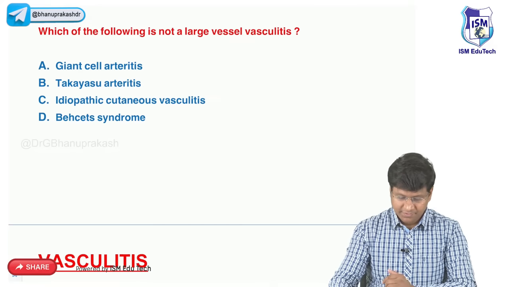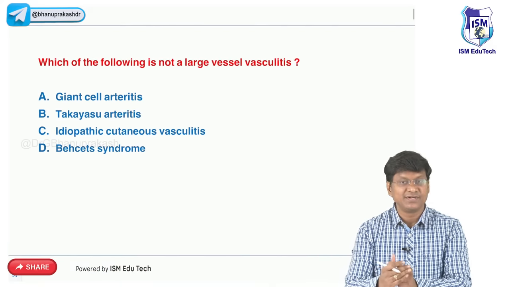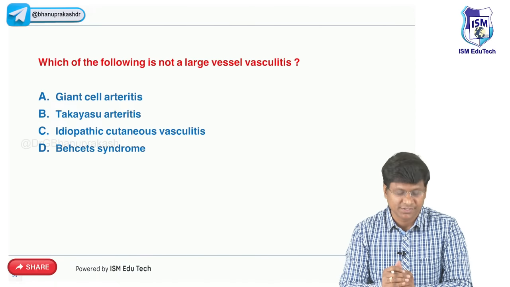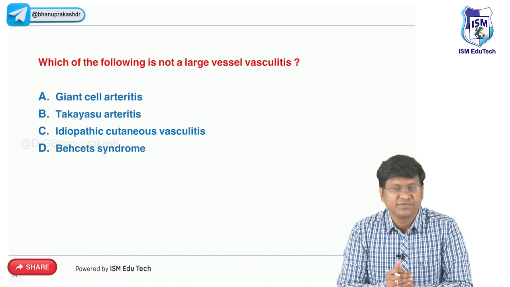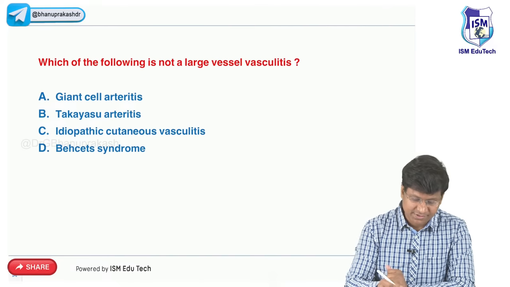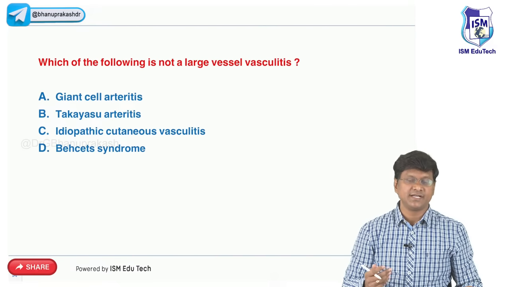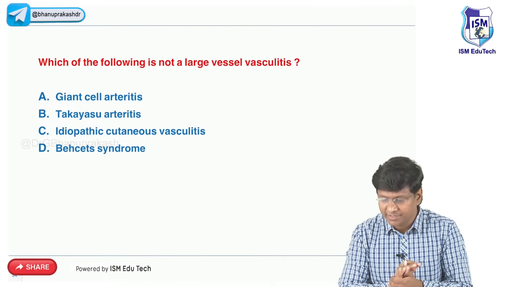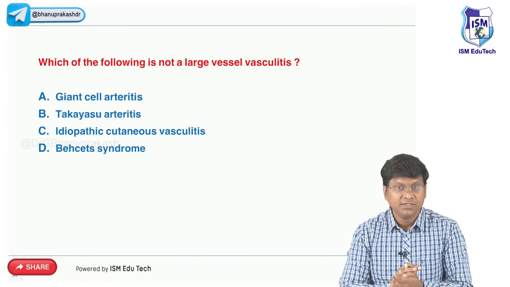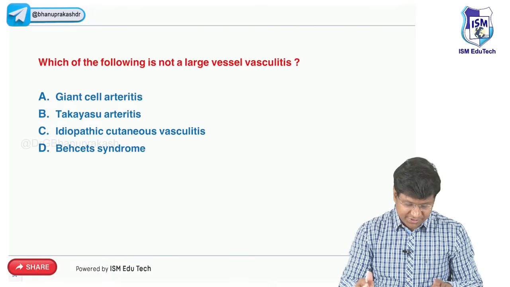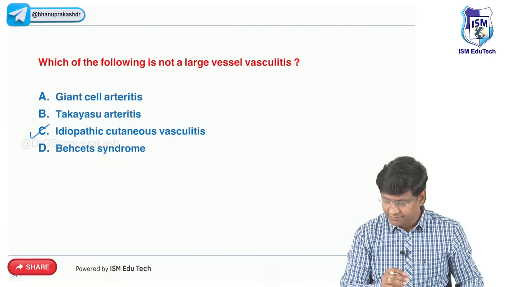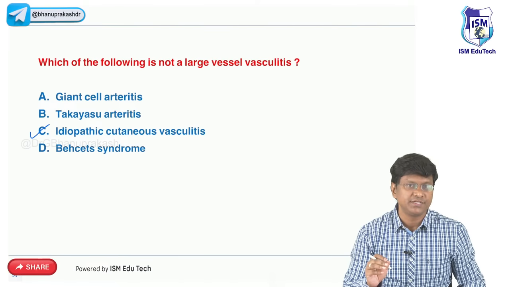Now let us start the discussion with vasculitis in the connective tissue disorders. If you see this question, which of the following is not a large vessel vasculitis? The options are giant cell arthritis, Takayasu arthritis, idiopathic cutaneous vasculitis, and Behcet syndrome. Anyone want to make an attempt? Right, it is idiopathic cutaneous vasculitis. Very good, Monica. It is idiopathic cutaneous vasculitis, which is a small vessel vasculitis.